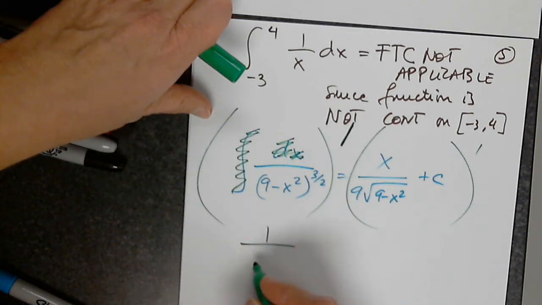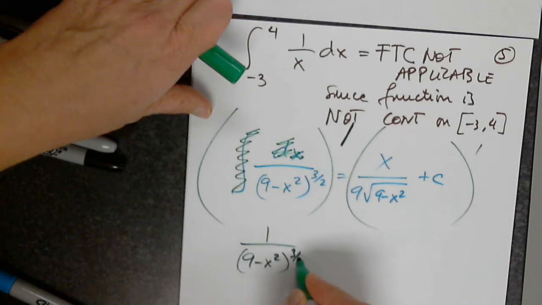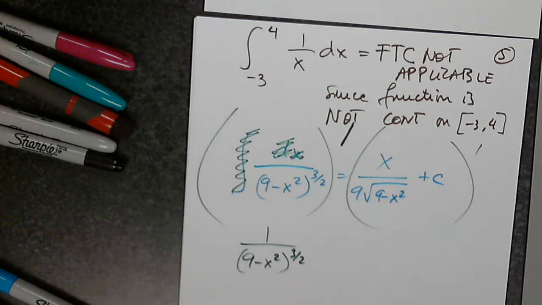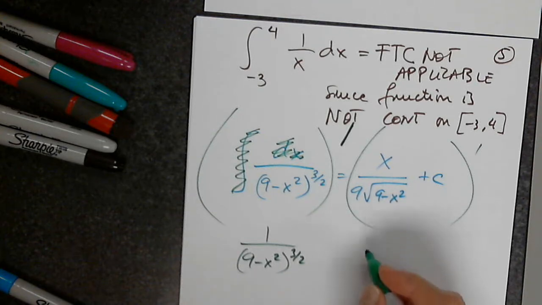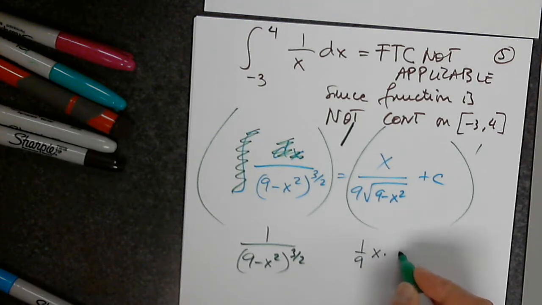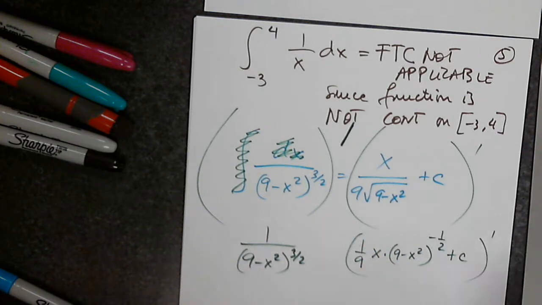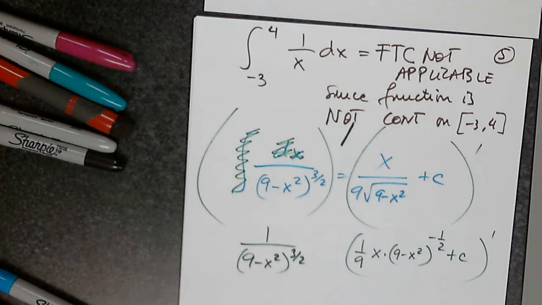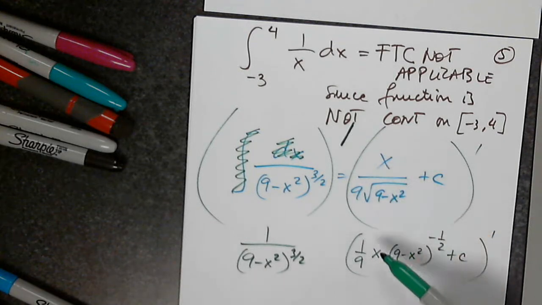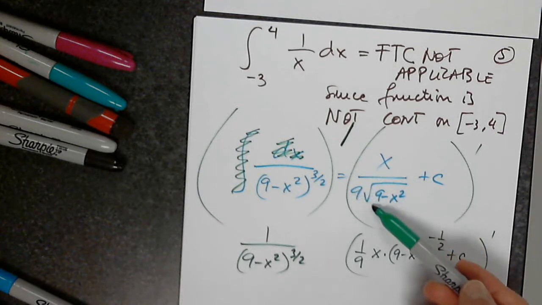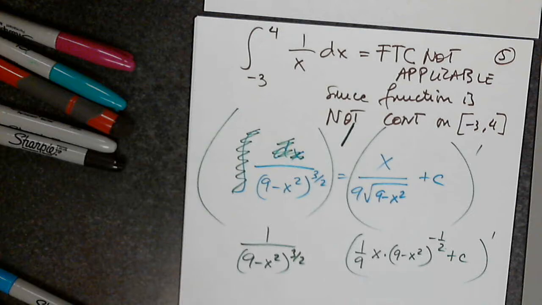So the left-hand side is 1 over (9 minus x squared) raised to 3/2. Now I don't know what I'm going to get on the right-hand side. So I have to differentiate the right-hand side. But I prefer differentiating this, 1 over 9 times x times (9 minus x squared) to the -1/2 plus a constant c, because it's easier than having that square root in the denominator. So I have 1 over 9. I have x, which has to stay at the top. And I brought this quantity to the numerator with a -1/2 power.